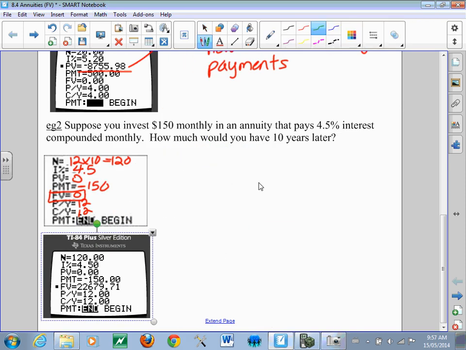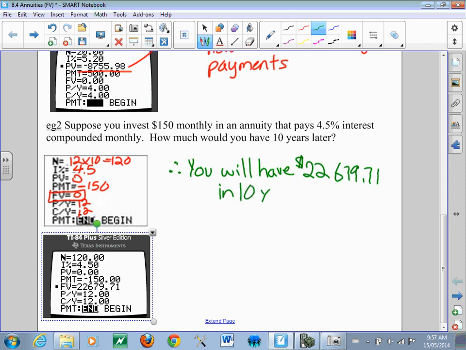So what does that say? So therefore, you will have $22,679.71 in 10 years. Okay? Now you might say, hey, Ms. R, how much interest is that? Well, what you know is, how many payments are you making? Hopefully you realize you got 120.